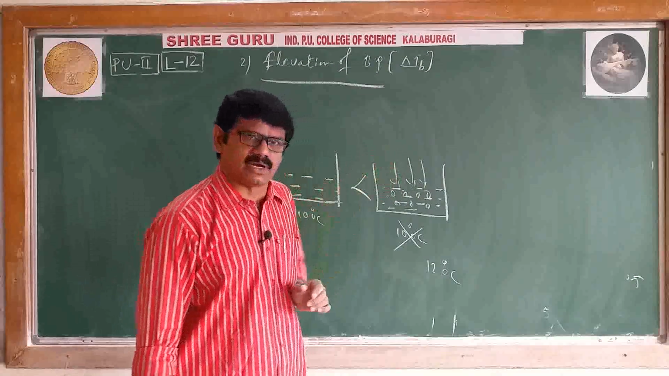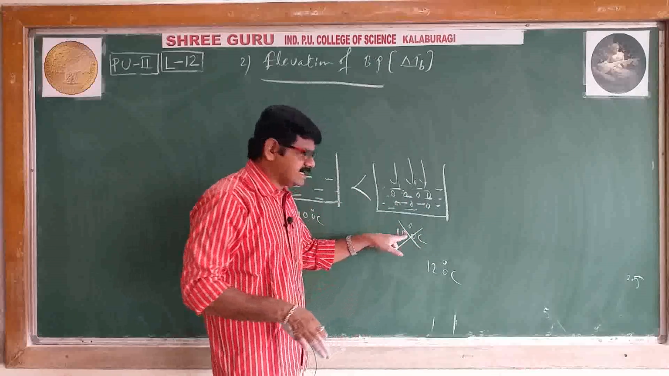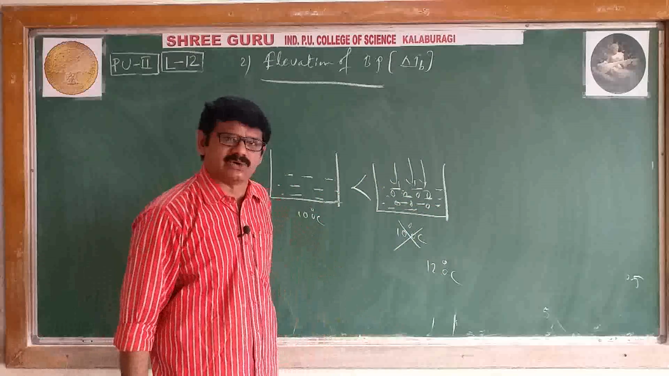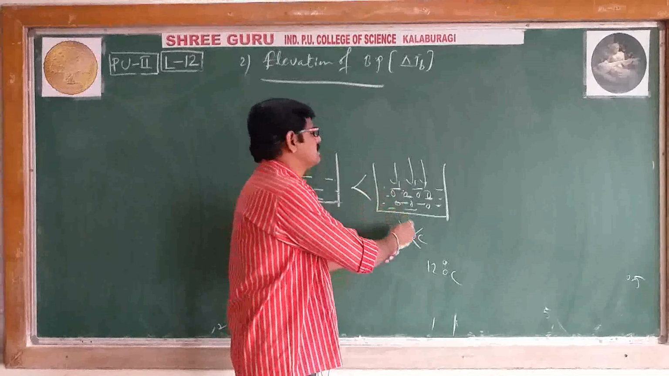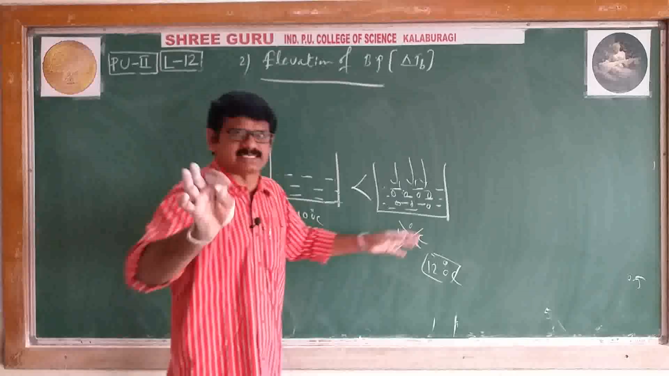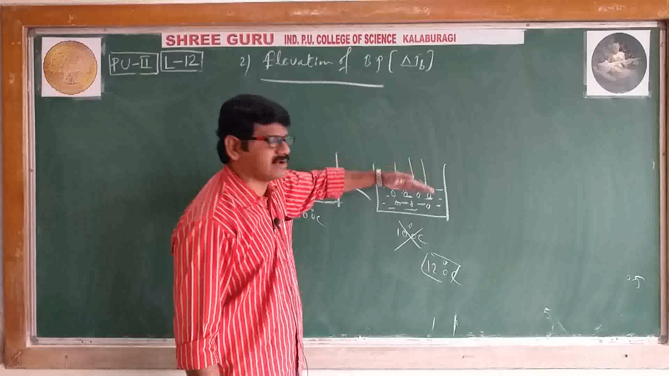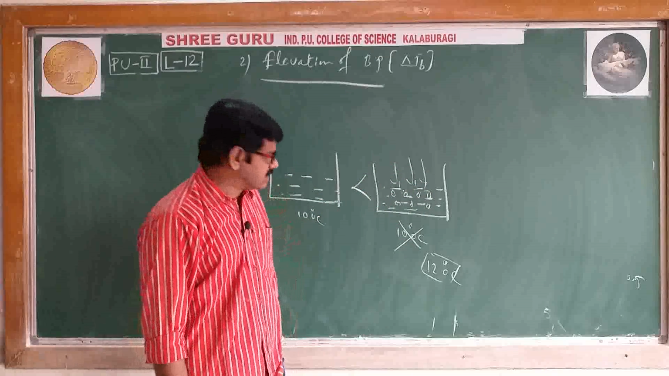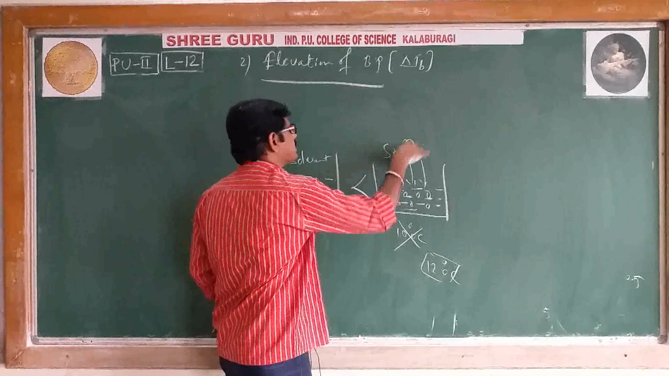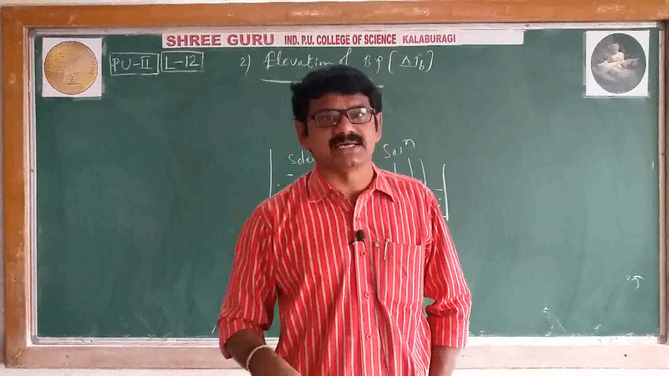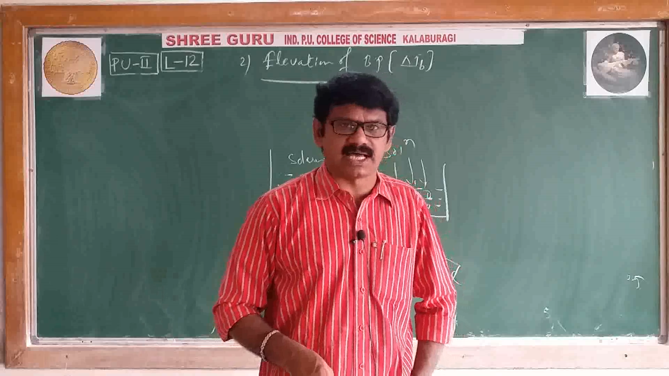Now, due to the presence of non-volatile solute, at 100 degrees centigrade its vapor pressure is not equal to atmospheric pressure. Still more heat we have to do. Then suppose it may reach 120 or 130, and at this temperature its vapor pressure becomes equal to atmospheric pressure. Therefore, when comparing a pure solvent and a solution, the solution's boiling point is always higher than the pure solvent due to the presence of non-volatile solute.